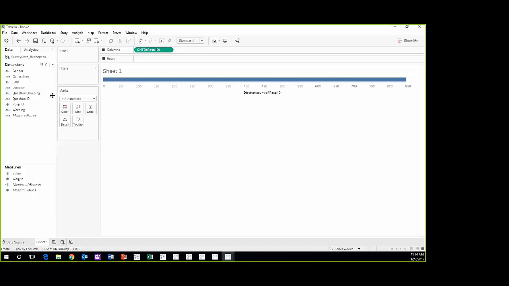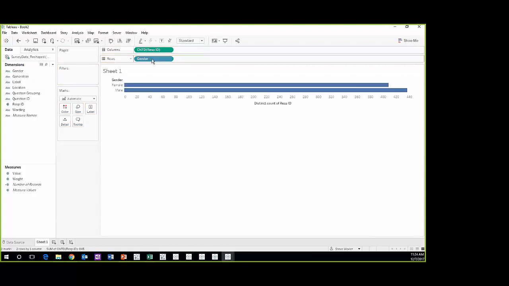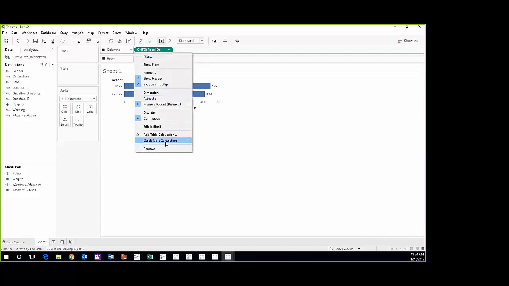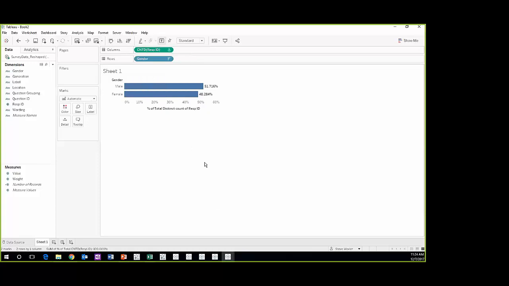So what I usually like to start with is who took the survey. So I'm going to put gender up here. And let me sort this in descending order. I'll make the chart a little narrower, and maybe I'll show the values here. And I probably want this to be a percentage and not the raw count. I want to know what's the percentage of men versus the percentage of women. So I'll do a quick table calculation. I'll do percent of total.